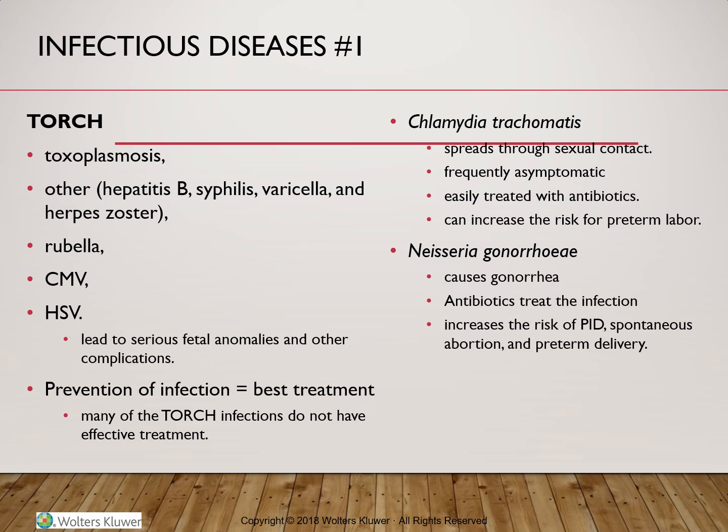and the most discussed one will be what is called a TORCH. And TORCH is an acronym for a special group of infections that, when acquired during pregnancy and transmitted through the placenta to the fetus, may produce significant birth defects. T stands for toxoplasmosis. O stands for any other infections as hepatitis B, syphilis, varicella, and herpes zoster. R stands for rubella, C for cytomegalovirus, and H for herpes simplex virus.